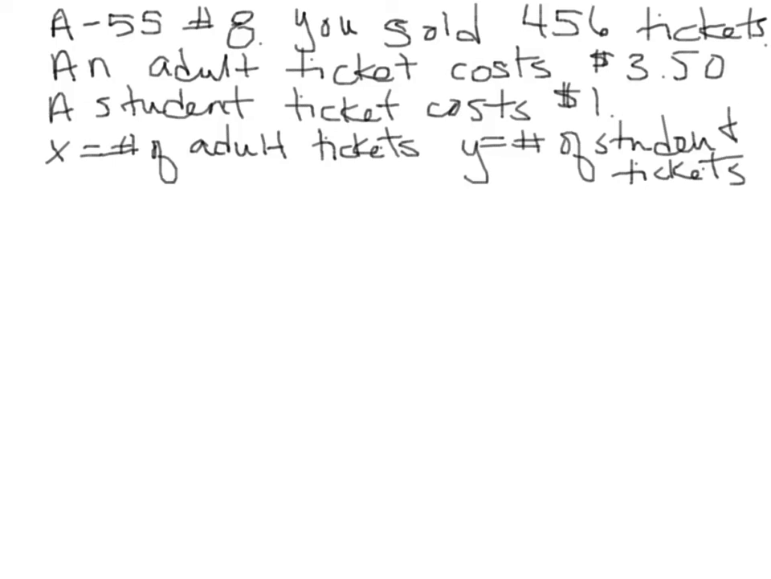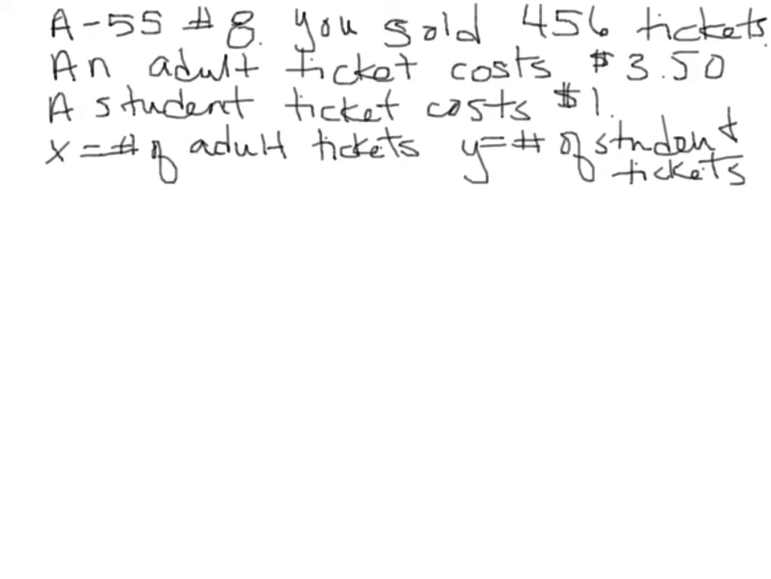All right, so let's get the mean ugly one over with first. Number 8 is a word problem, and it says you sold 456 tickets to a school play. An adult ticket costs $3.50. A student ticket costs $1. We're going to let X be the number of adult tickets and Y is the number of student tickets.